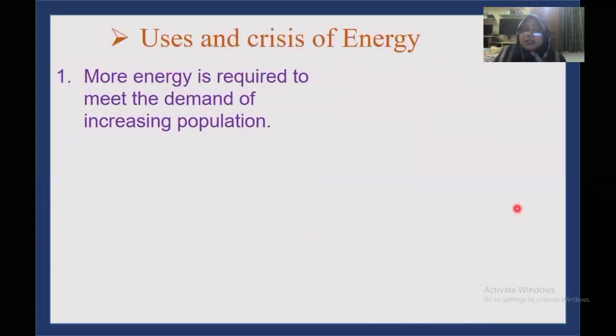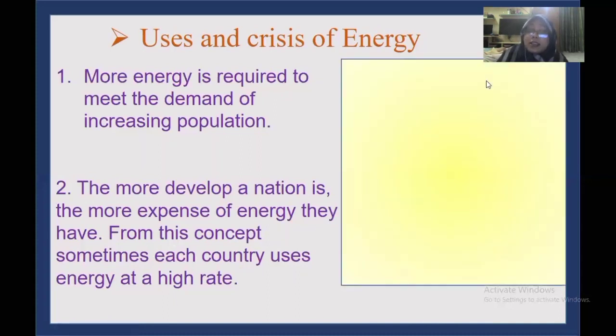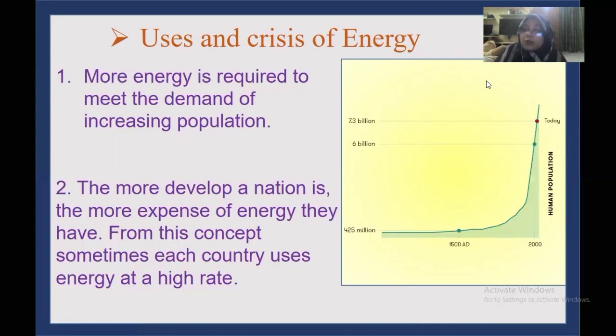Uses and crisis of energy. More energy is required to meet the demand of an increasing population. The more developed a nation is, the more energy it expends. From this concept, sometimes each country uses energy at a high rate. The concept is that you are developed if you are using a lot of energy. Several countries believe in this and act that way. So this is the graph where the population is going high, and because of that, energy use is also growing high day by day.